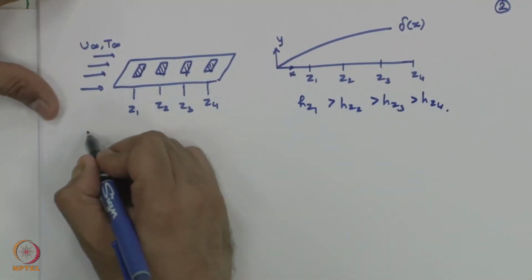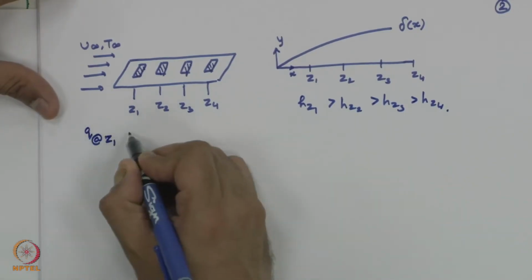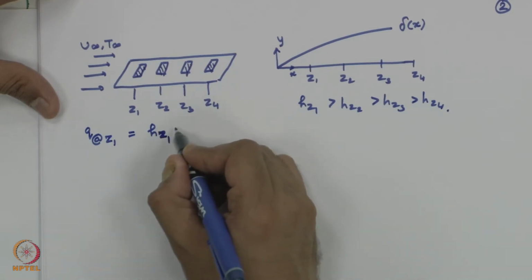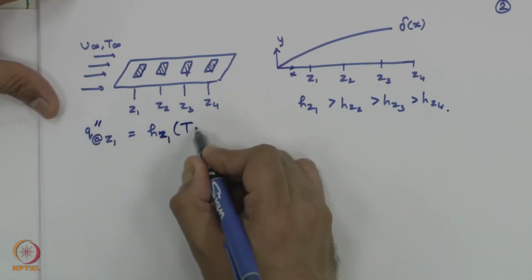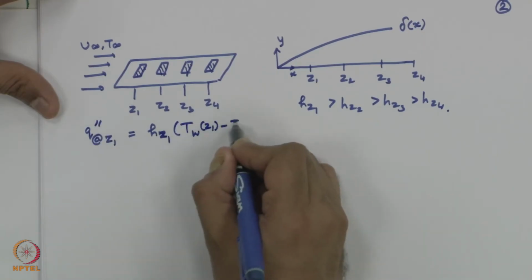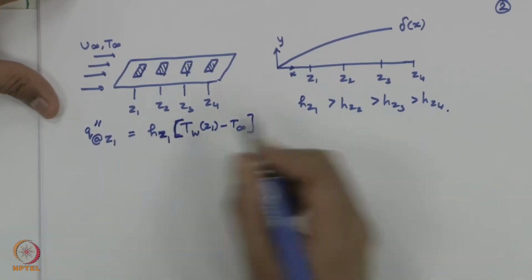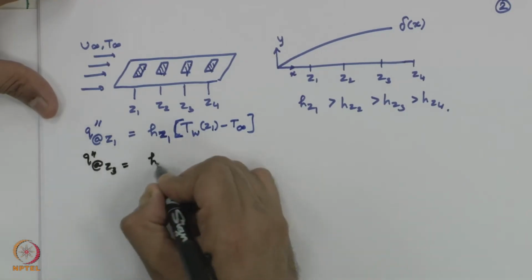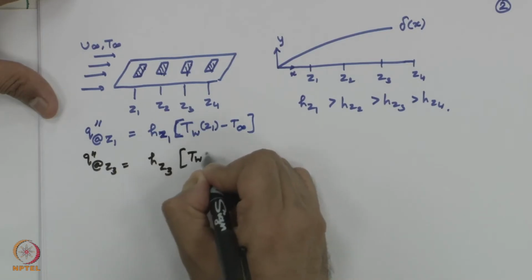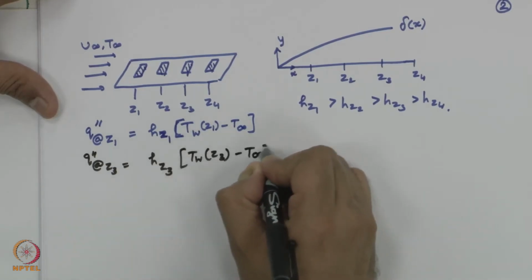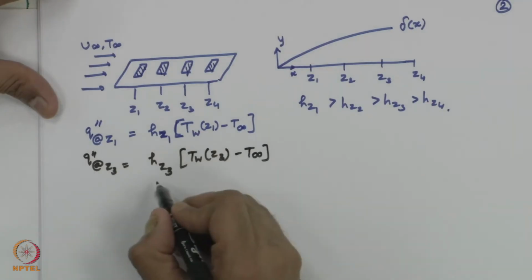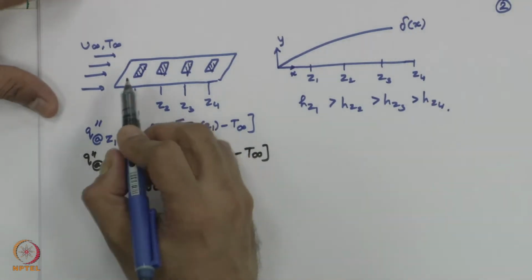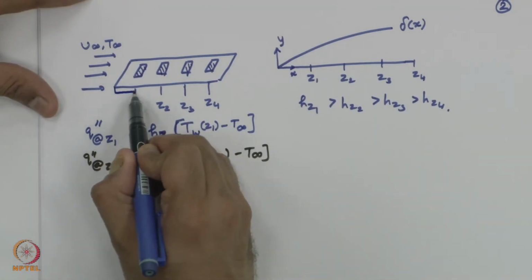And if I want to calculate q at Z1, then I have to use the local heat transfer coefficient at Z1 multiplied by T wall at Z1 minus T infinity. This should be my definition. If I want to calculate q double prime at Z3, I use the local heat transfer coefficient at that location, T wall at that location minus T infinity. This is the local heat transfer coefficient.